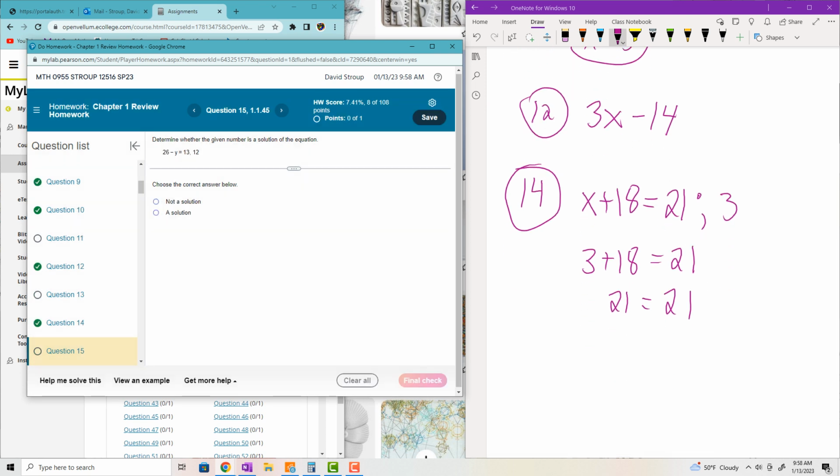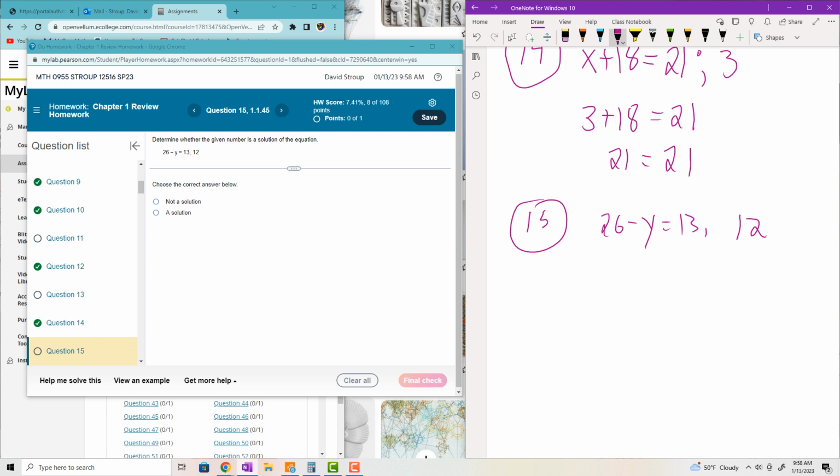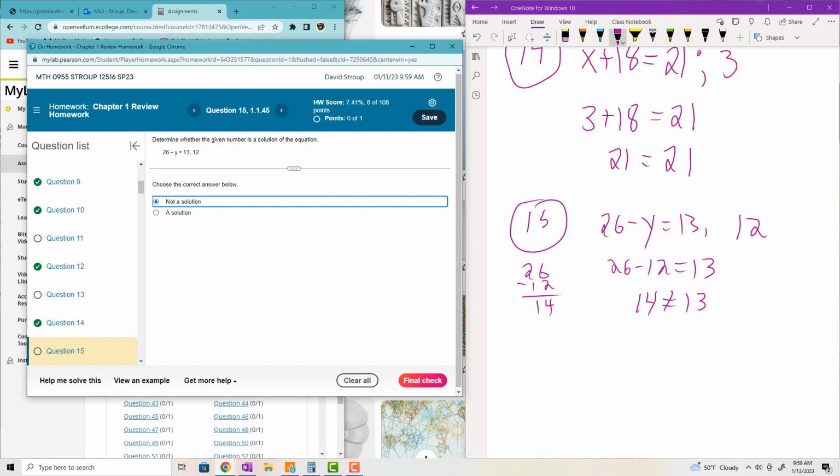So say number 15, 26 minus y equals 13. They want you to check if 12 is a solution. So basically when you put it in, do both sides end up being the same? So 26 minus 12, no, right? So 26 minus 12 is not going to be 13. 26 minus 12 is actually 14, which does not equal 13. So that means it's not a solution. You just put not a solution, yay.